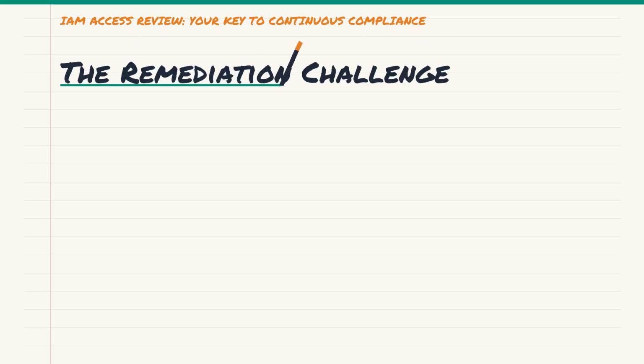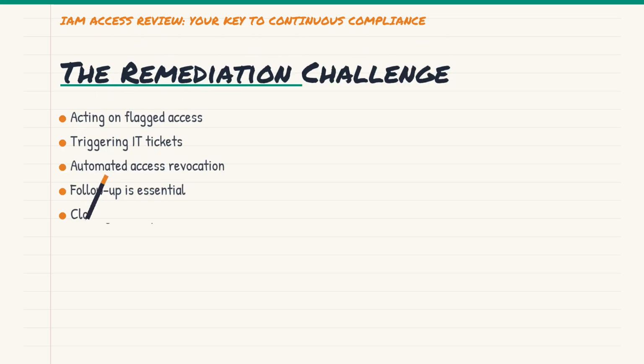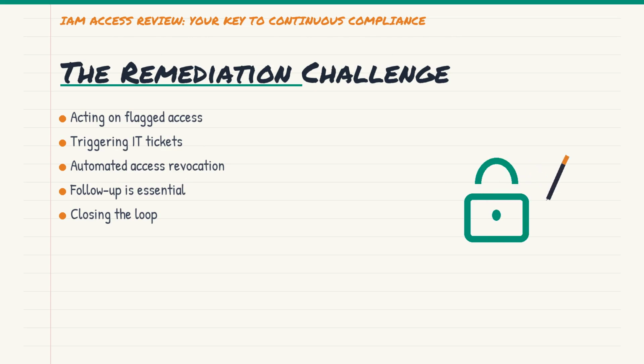So, what happens when a reviewer flags something as inappropriate or no longer needed? This is the remediation phase, and it's just as critical as the review itself. Simply flagging it isn't enough. We need a process to actually do something about it. Does it trigger a ticket in our IT service management system? Does it directly call an automated process to remove the access? Sometimes, further investigation might be needed. This part often gets overlooked, but it's where the rubber meets the road in terms of actually improving security.